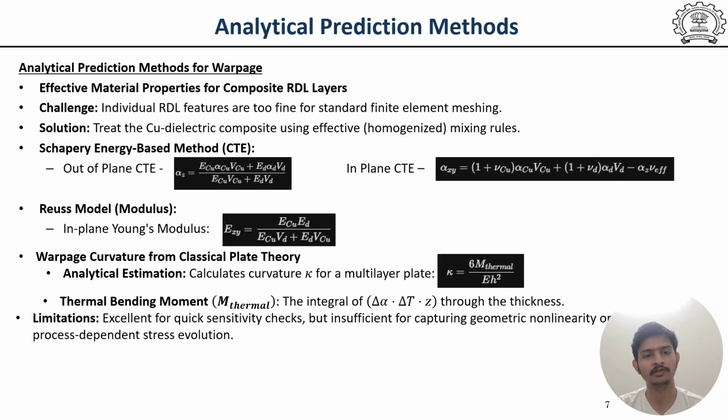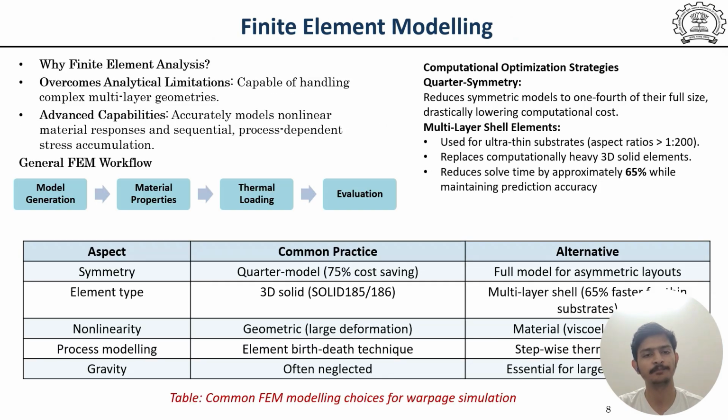And for effective stiffness, we calculate the effective Young's modulus. With these effective properties, we apply plate theory to estimate the actual warpage curvature, denoted by kappa. This curvature is driven by the thermal bending moment, which represents the stresses caused by temperature changes interacting with mismatched expansion rates, integrated through the panel's thickness. While these equations are elegant and fantastic for quick sensitivity checks, they cannot capture geometric nonlinearity or the sequential step-by-step stress accumulation of the actual manufacturing process. For that, we turn to finite element modeling.